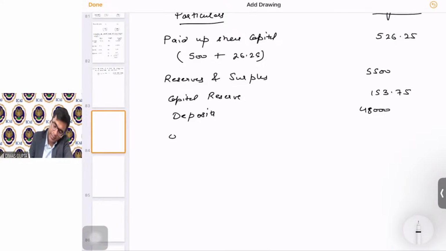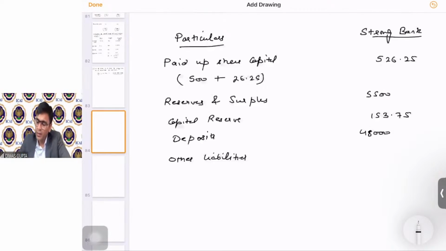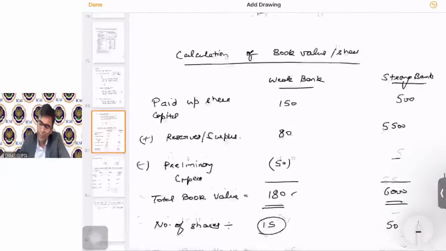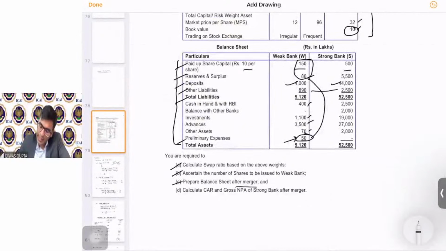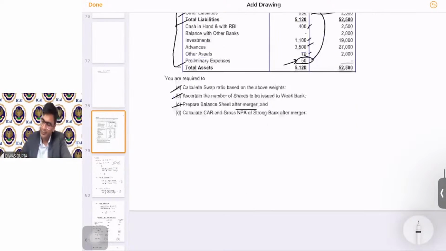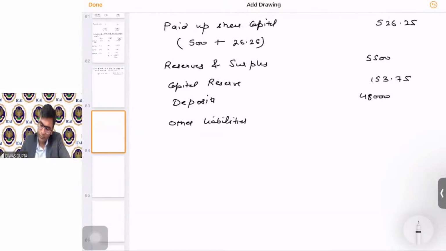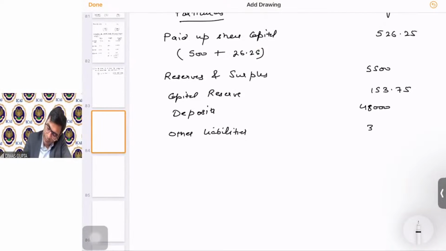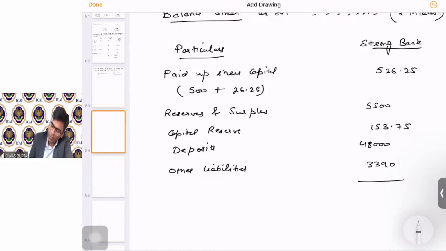Then comes other liabilities. Other liabilities also we have to do just simple horizontal addition, line by line total. That's all. So other liabilities is 890 and 2,500. 2,500 plus 890, 3,390. So the total of equities and liabilities is how much?